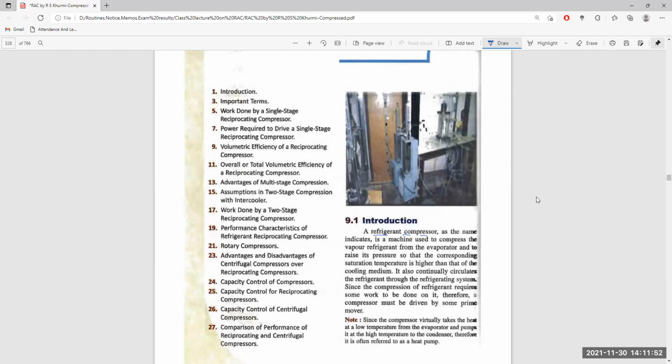What is a refrigeration compressor? Compressor is a big name. There are a lot of different varieties, but for refrigeration, only a portion of it is used. What is the definition of the compressor? It is a machine used to compress the vapor refrigerant from the evaporator and raise its pressure, not temperature, to the corresponding saturation temperature, so that the corresponding saturation temperature is higher than that of the cooling medium.